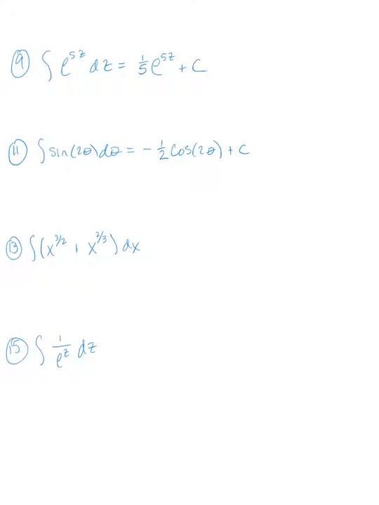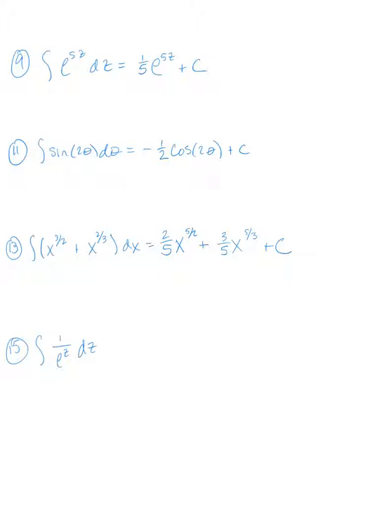Okay, the integral of x to the 3/2 plus x to the 2/3 dx. So I'm just going to use my power rule here. I'm going to add 1 to the exponent. So 3/2 plus 2/2 is 5/2. And then you're supposed to divide by the new exponent, but that's the same thing as multiplying by the reciprocal. And then x to the 2/3 plus 3/3 is x to the 5/3. And then divide by the new exponent or multiply by the reciprocal.